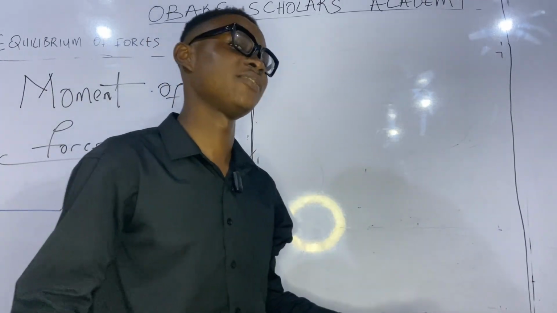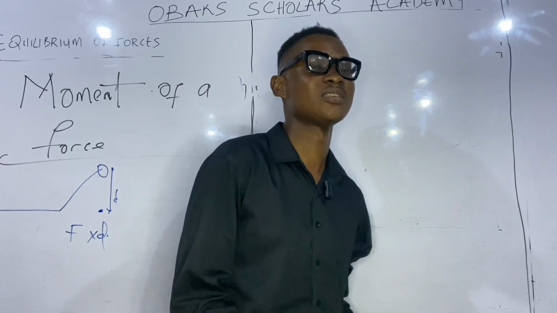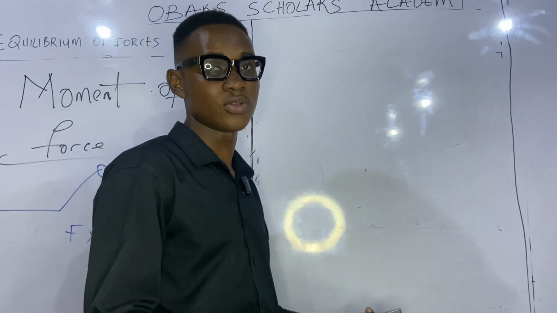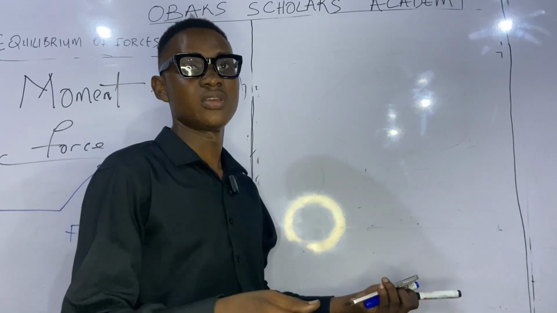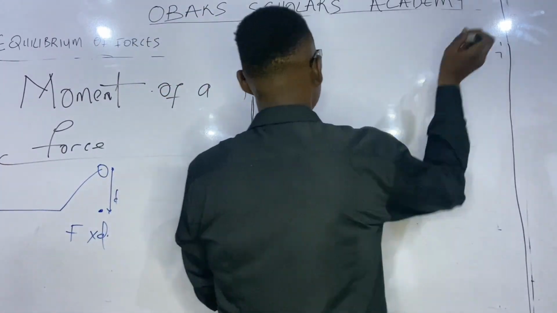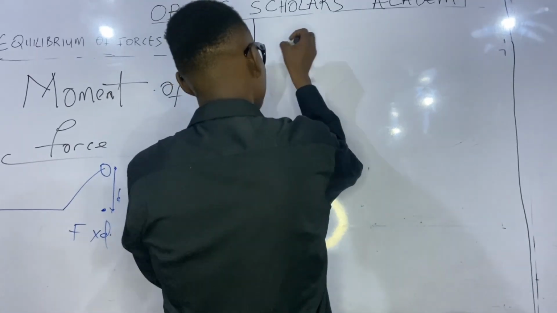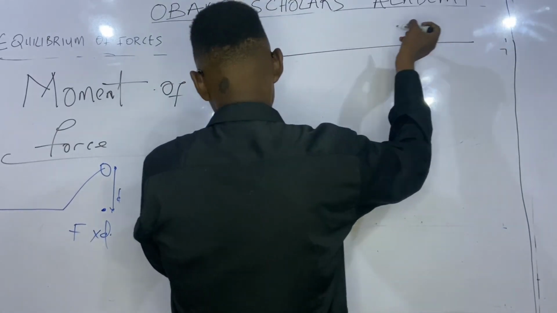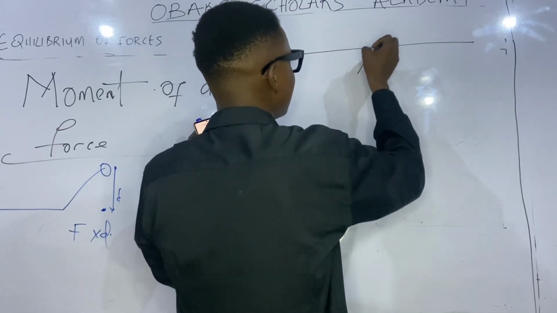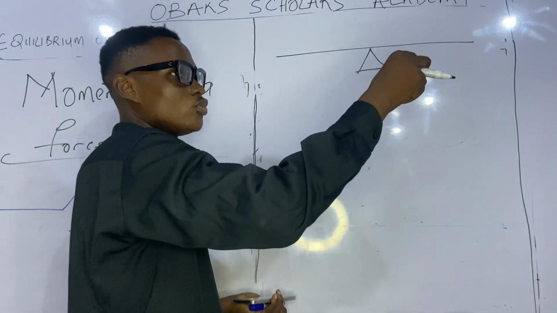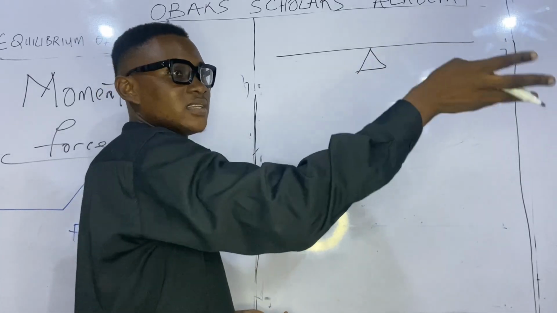So let's dive into calculations. Very, very interesting. Before I start taking actual questions, let's look at a very brief scenario. Let's say we have a meter rule or a plank, anything you call it. You have it like this, and you have a pivot at the center. Normally, if you put a pivot at the center, it will be unstable.